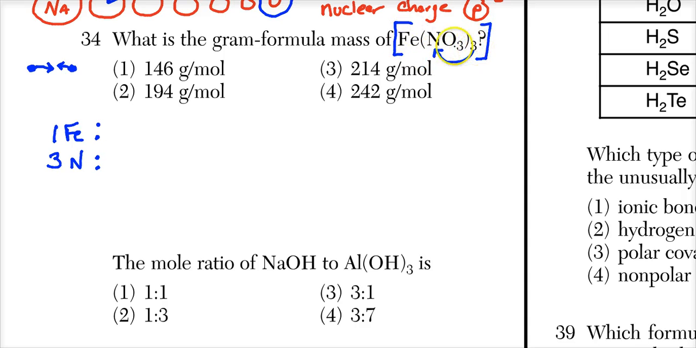Now, the other thing is, how many oxygens do we have here? Well, there's 3 times 3, there's 9 oxygens in one of these. All right, or you can say in 1 mole of these, there's 9 oxygens. Now you may say, how do I get 9? Because a lot of people like to add these.